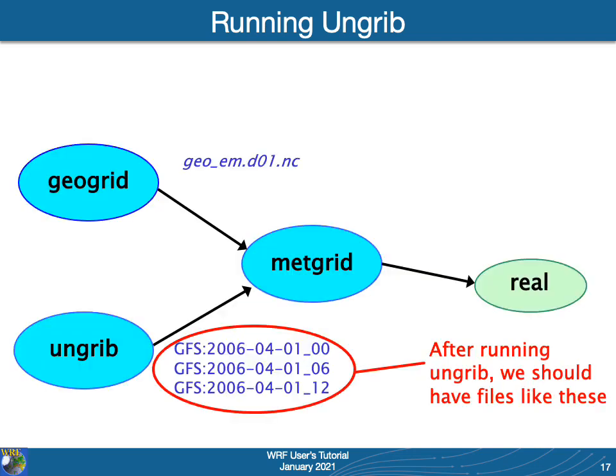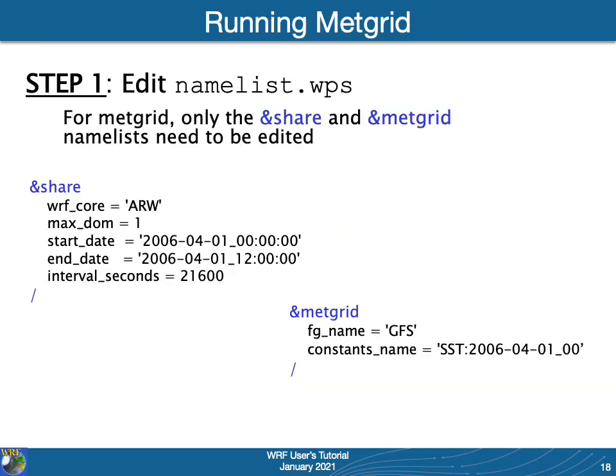However, assuming that the ungrib program has successfully run, we should expect to have several intermediate files in our run directory. In our example here, these are called GFS:2006-04-01_00, 06, and 12 UTC. Now that we have set up a model domain with the GeoGrid program and pre-processed some grib data with the ungrib program, we can horizontally interpolate those meteorological fields from grib data onto our model domain using the Metgrid program.